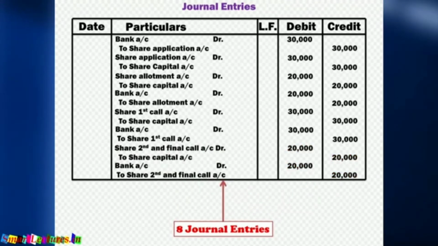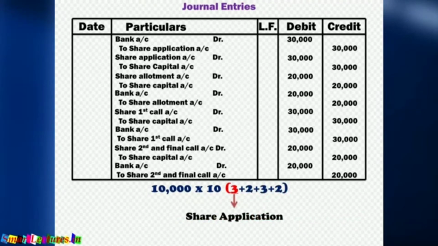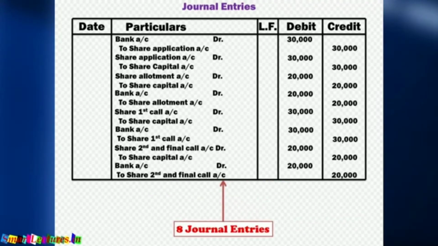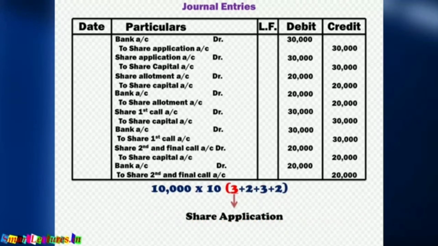In this way, 8 journal entries have been passed, 2 journal entries for each installment. I repeat it: at the time of application, first the receipt entry is passed, then the transfer entry. And after that, for allotment, first call, second call, third call, fourth call, whatever it is, first the transfer entry will be passed, then the receipt entry will be passed.